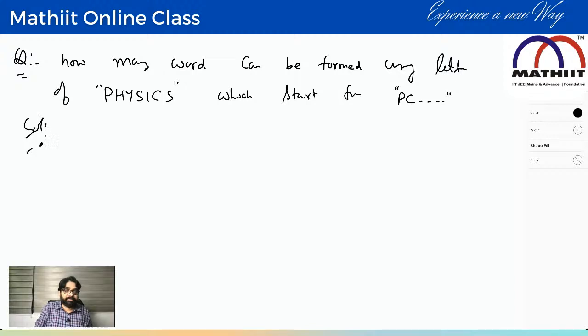How many words are there which are written like this? Everybody can give me the answer. How many possible words with or without meaning will be in this format? How many letters? 7: 1, 2, 3, 4, 5, 6, 1 more, 7. Do you understand my question? It should be something like this. Yes, everybody, quickly answer me. How many words can be formed using the letters of the word physics which start from PC?